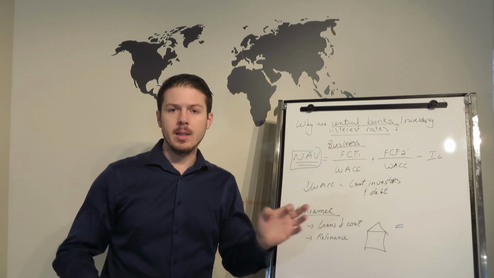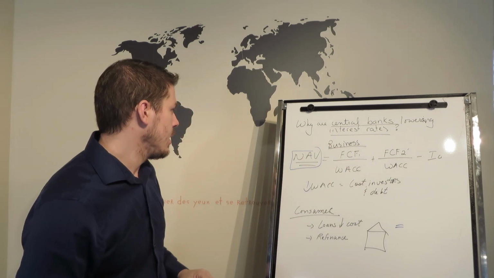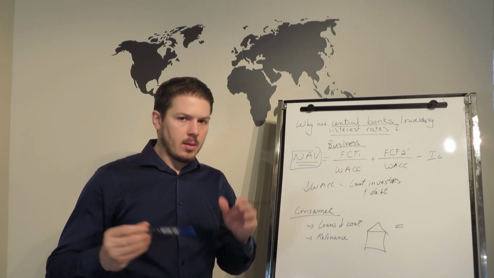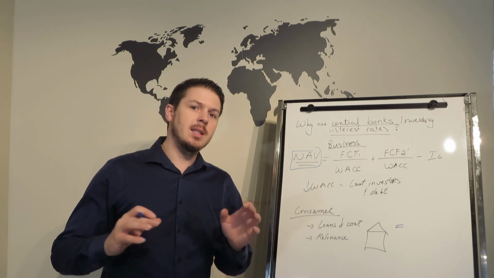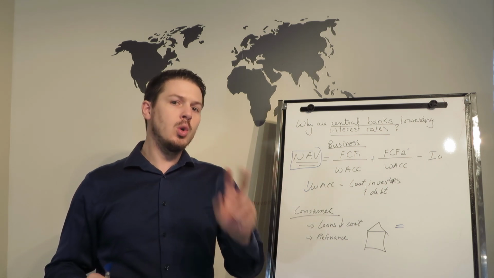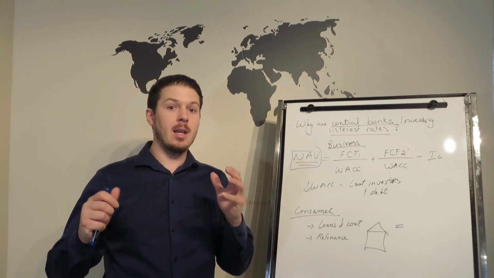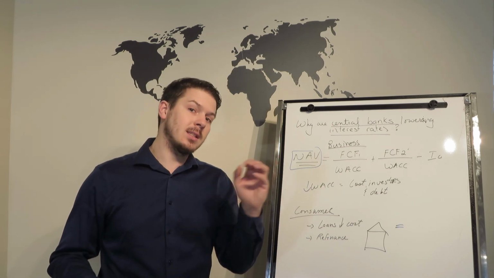Today on the channel, I'll be trying to explain why central banks are lowering interest rates right now. Essentially, what the central banks are trying to do is keep inflation low. But there are two types of inflation: inflation that you consume, and asset inflation.